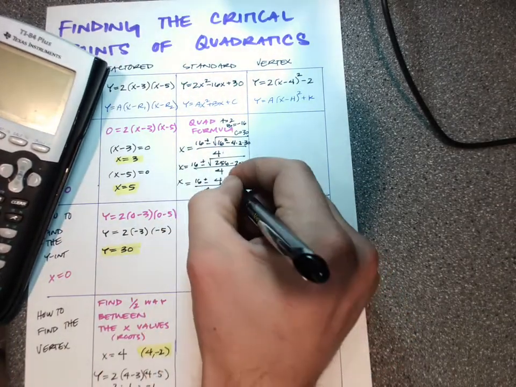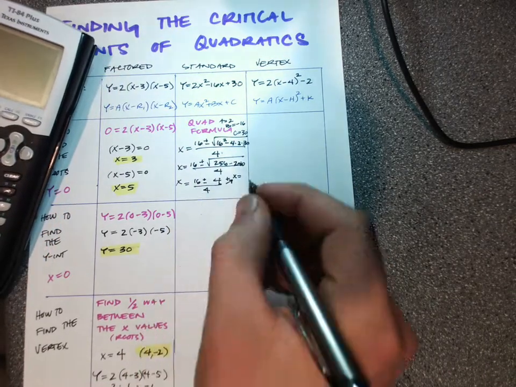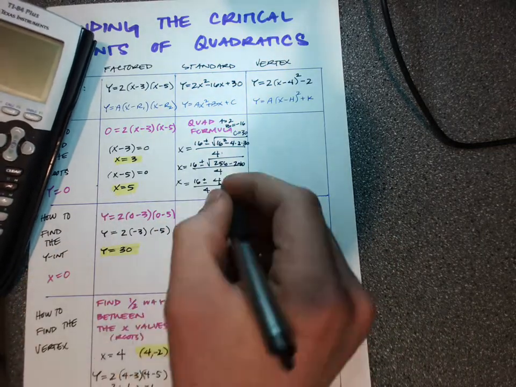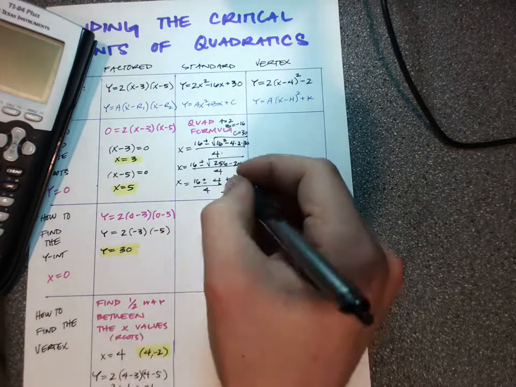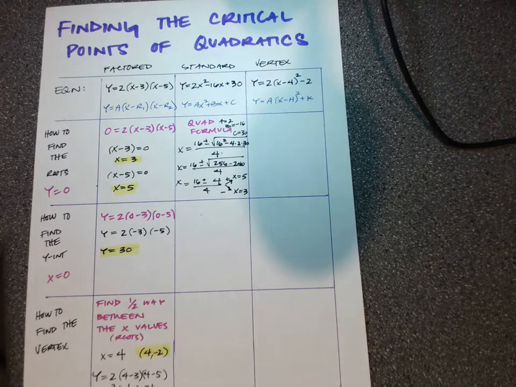over 4. So if we do the plus version here, that'd be 20 divided by 4, x is 5. We already knew that from the factored form version. If we do this again instead with the minus, that would be 12 over 4, x is 3. And so that should support the answers we found from the factored form.